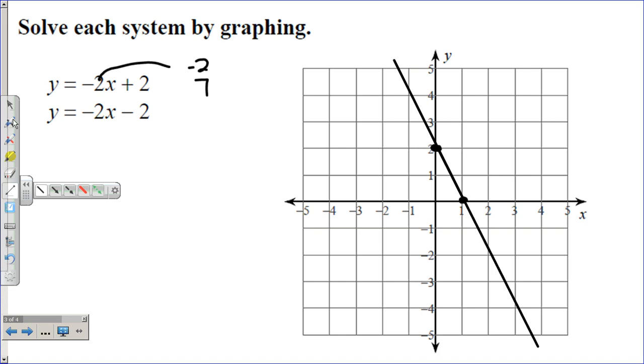Now I'm going to do this one. It crosses at -2, right here. And then this slope is -2 over 1. It's the same as this. These are both -2, same as this. So I go down 2 over 1.